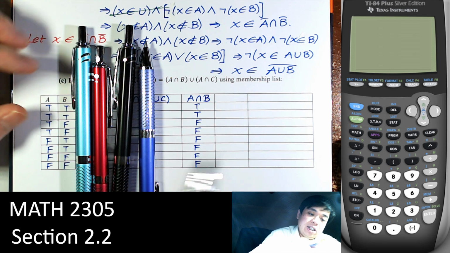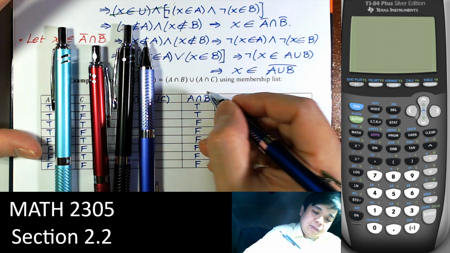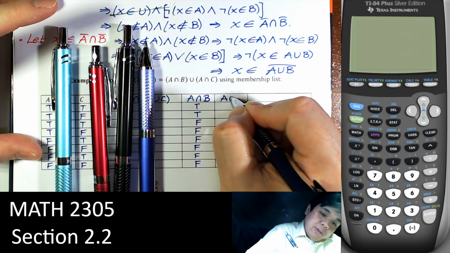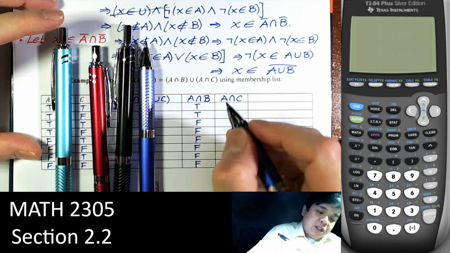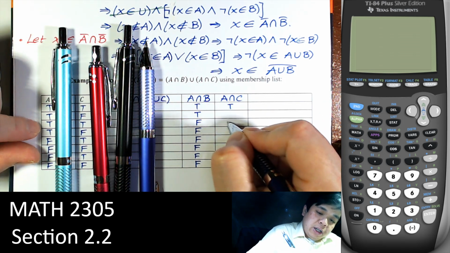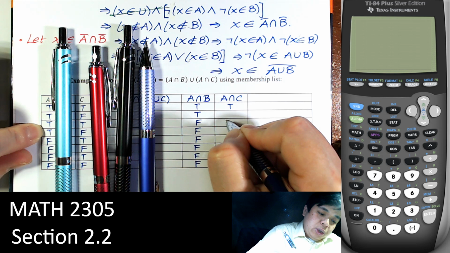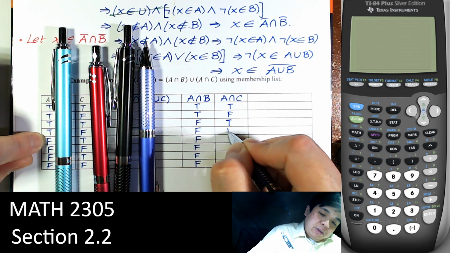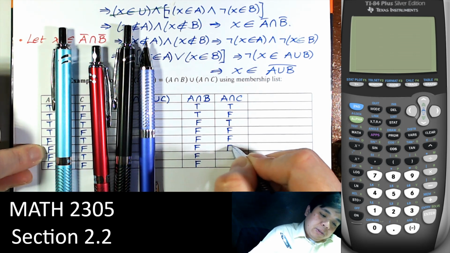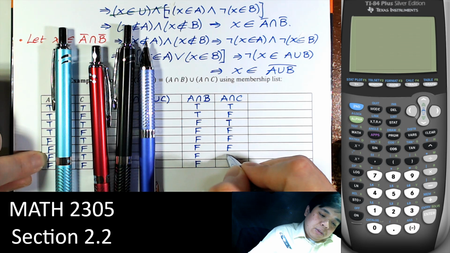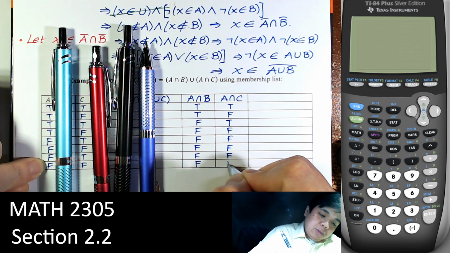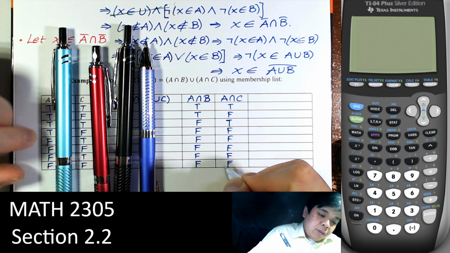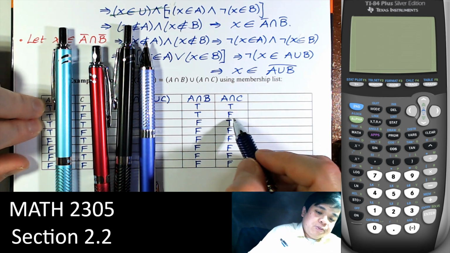Now we have A and C. A intersection with C is true here, true here, and false everywhere else. Yeah, it's true when both are true.